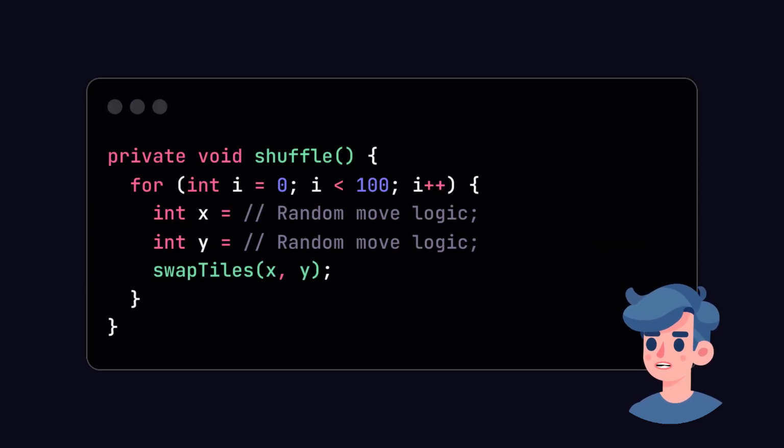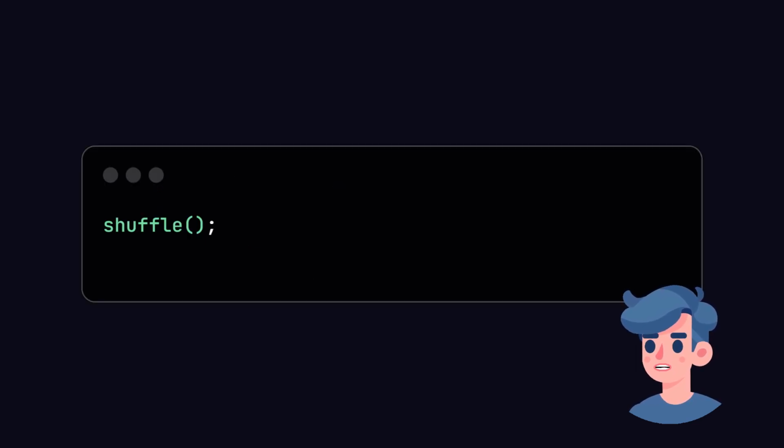Since there's not much randomness in our game yet, let's implement a shuffle method to randomize the puzzle at the start. For simplicity, we can execute a series of random moves to shuffle the tiles. The shuffle method will create a dynamic and engaging gameplay experience. Once implemented, don't forget to call this method right after initializing the puzzle in the main method.